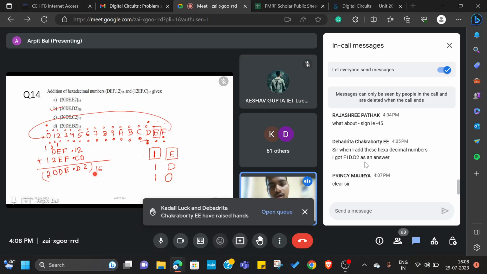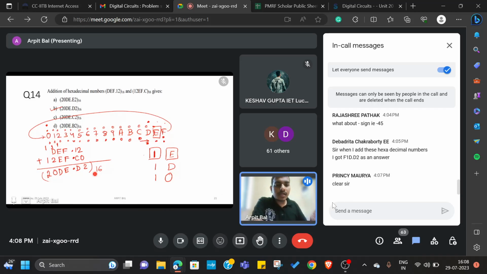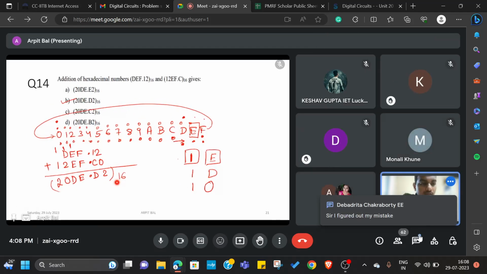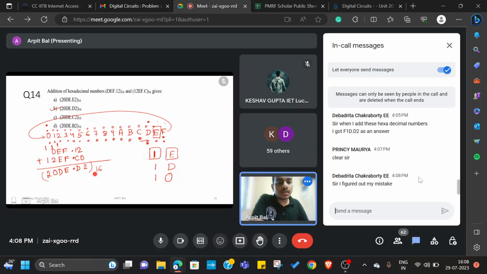That will be a long method, but if you are comfortable with that, you can use that one as well. You convert DEF.12 into decimal. Similarly, you convert 12EF.C into decimal. You perform the normal decimal addition, and then you observe the result. But then the problem is, once you have it in decimal, you need to convert it back into hexadecimal to arrive at your answer. So maybe you can try that just as an experiment to check whether your answers are matching or not. Okay, is there any other doubt in this particular question?